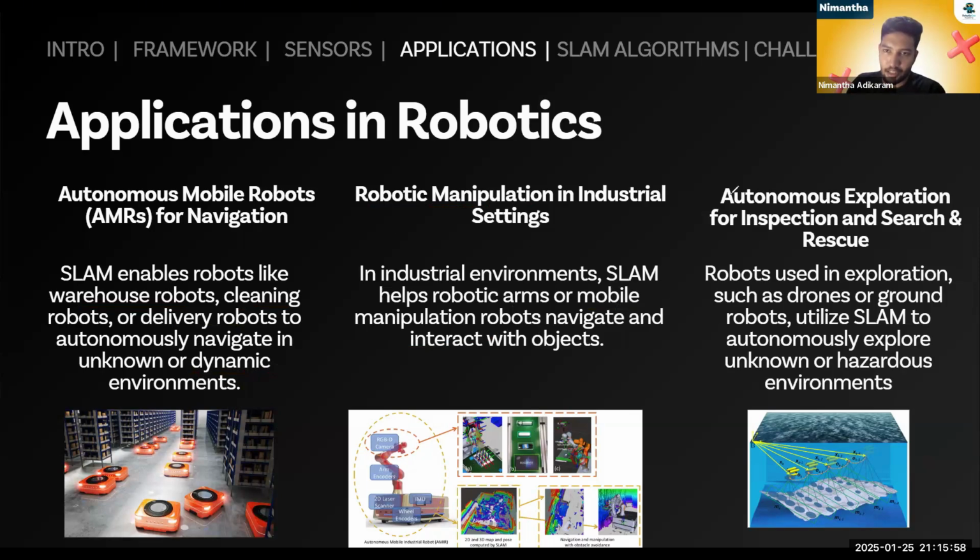This one is really important in the latest research: autonomous exploration for inspection, search, and rescue. Those are the things the world is currently moving on, including underwater exploration. We will use drones and ground robots to utilize SLAM to autonomously explore unknown hazardous environments. Basically, underwater we will use SLAM, and currently in space as well, we are using SLAM.